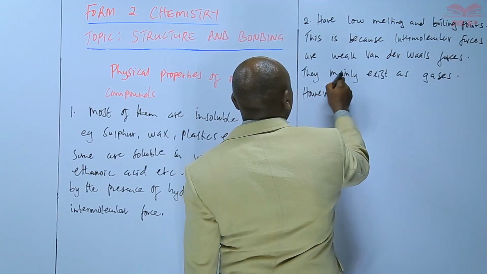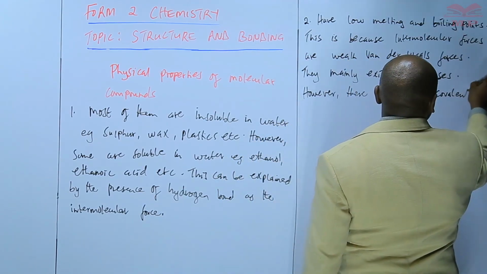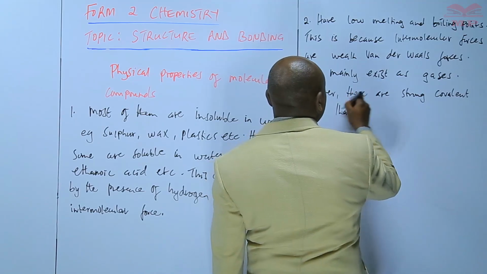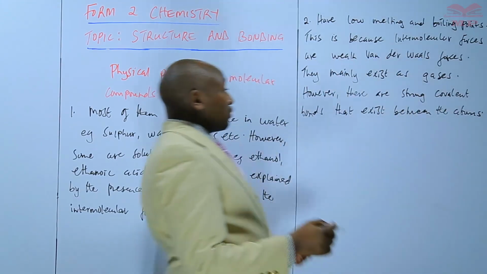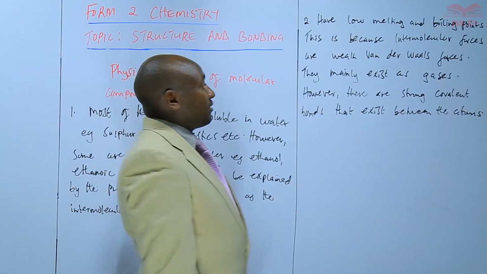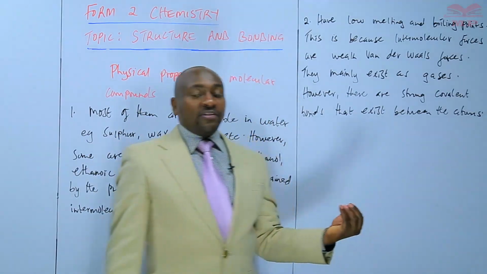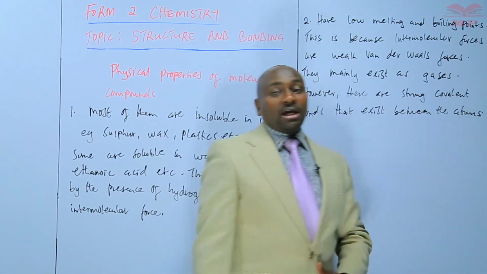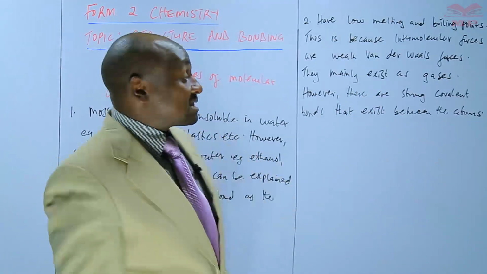And we are saying that, however, there are strong covalent bonds that exist between the atoms. So the covalent bonds are still strong between the atoms, but between the molecules, there are weak intermolecular forces, for instance, the weak van der Waals forces. So when you boil them, they vaporize as molecules. They don't vaporize as atoms because of the strong covalent bonds between the atoms. So they vaporize as molecules because there are weak intermolecular forces between them, so the molecules can easily be separated.